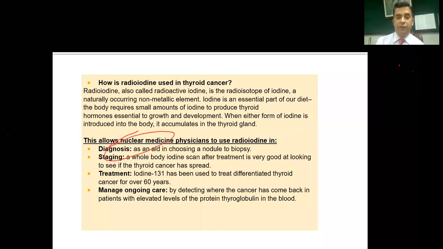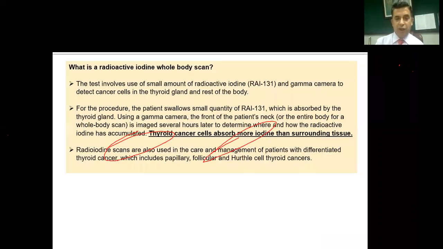When we see that, we can utilize that for, I don't know from where I got these red marks, but just forgive me for these red marks.